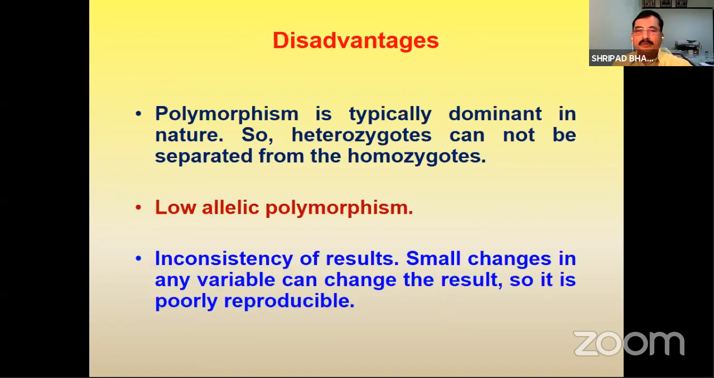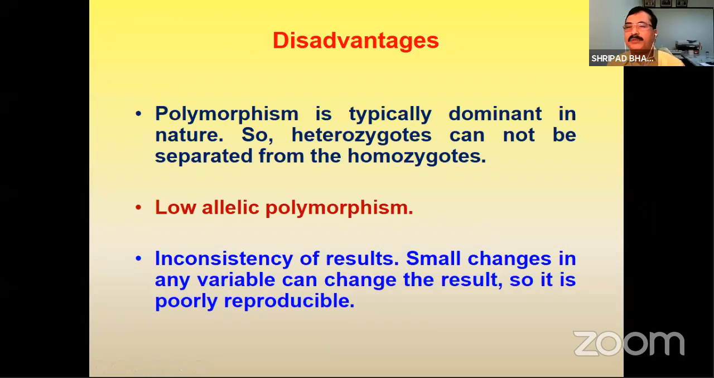The disadvantage is that you remember the terminology dominant. RAPD is a dominant marker. So what is the problem of that dominant marker? The problem is that it cannot differentiate the homozygote from the heterozygote. It also has a low level of polymorphism, and most important is the inconsistency of results.